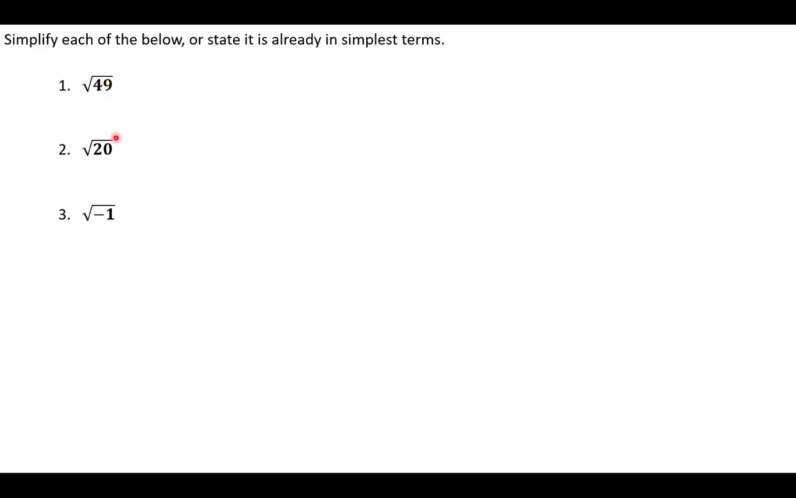Here I have 3 square roots. Let's simplify each one of them. The square root of 49 is 7. You guys know this because 7 times 7 is 49. The square root of 20 is very different. 20 isn't what we call a perfect square. There isn't a whole number that when multiplied by itself leads to 20.